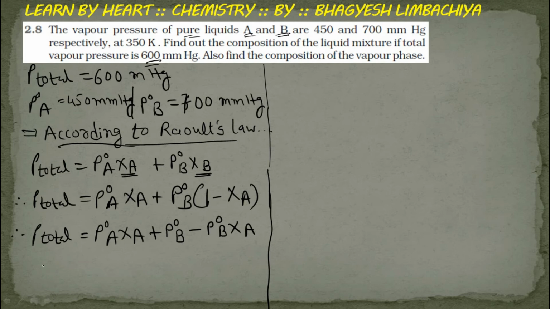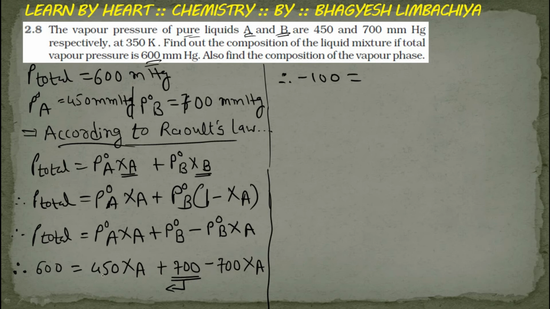So P total is 600 equals 450 into XA plus 700 minus 700 XA. So first of all 700 is shifted towards the left hand side. So 600 minus 700 will be minus 100, and here 450 XA minus 700 XA. So the subtraction value will be minus 250 XA.